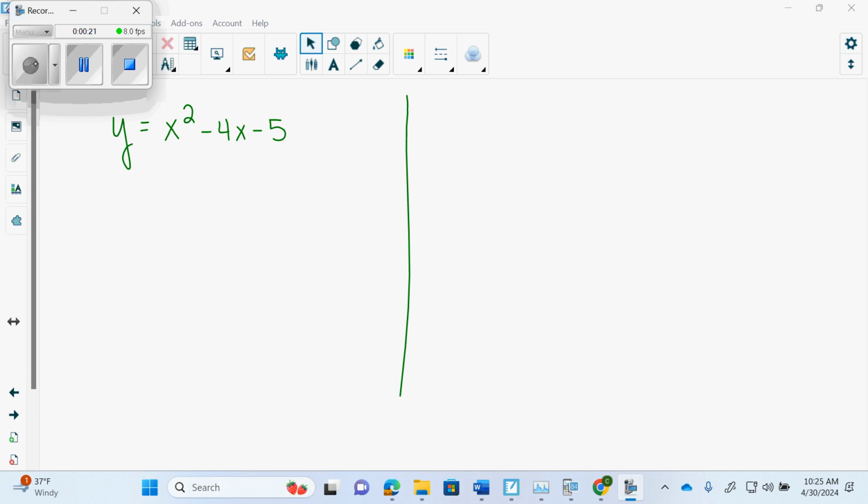And on the back side of the page, you're going to do f of x equals x cubed minus 4x squared plus 3x plus 1. So you're going to sketch these accurately, and then I'm going to come around and judge you.